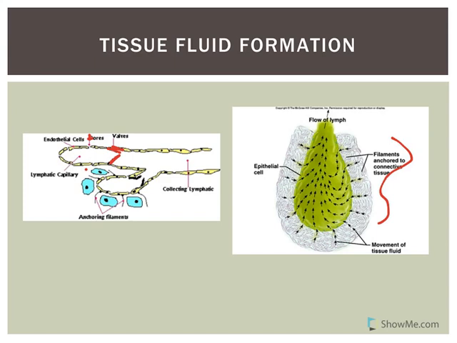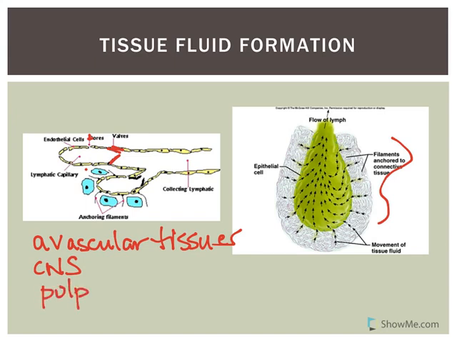Now, lymphatic capillaries are found throughout our body, with exceptions of any avascular tissues, so tissues without a blood supply. We don't have them in the central nervous system. The central nervous system will have its own mechanism to prevent any type of edema from forming. It won't be found in the pulp of the spleen, and the spleen is a lymphatic organ, but you will not find the lymphatic capillaries there, and you also will not find it in bone marrow. Bone marrow is where we're going to be producing lymphocytes.